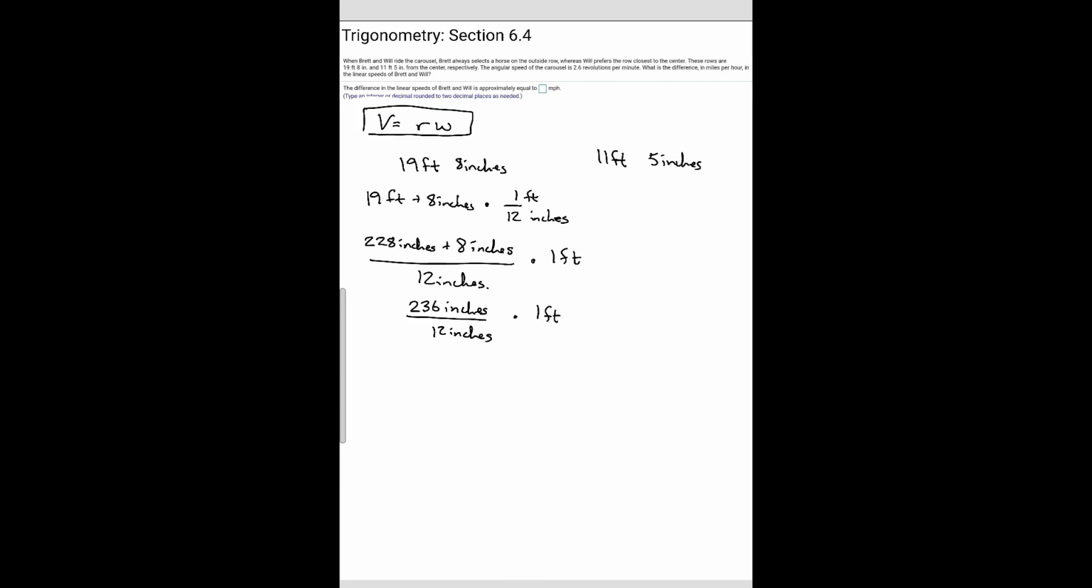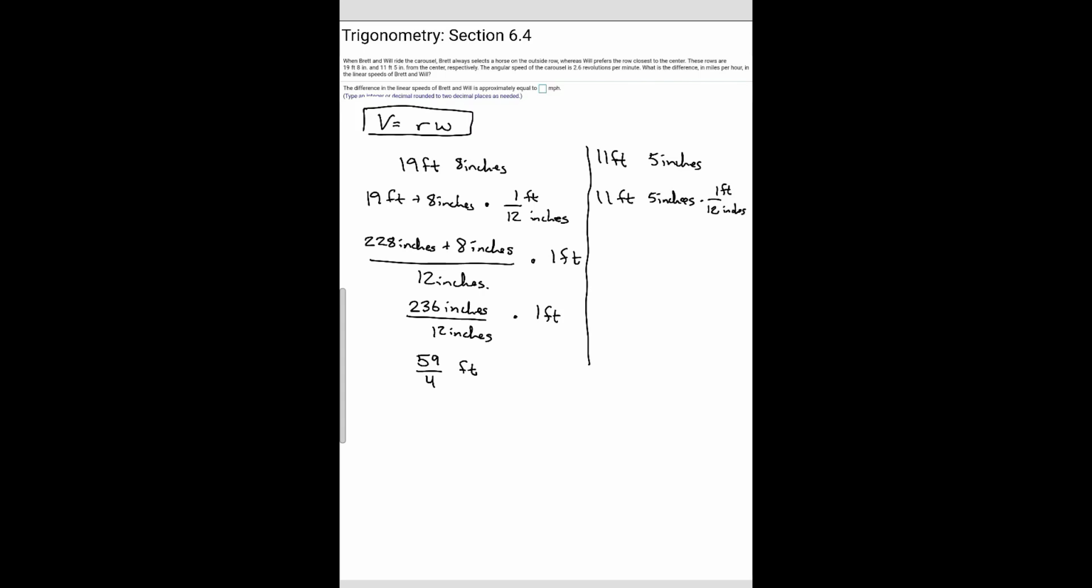So 236 divided by 12, well, it doesn't go into it evenly. However, both 236 and 12 are reducible by 4. So that means we can convert this into 59 over 3 feet. Okay, we want to keep it as an exact answer as much as possible. Now, for the next one, the 11 feet 5 inches, we do the same exact concept. So 11 feet 5 inches times 1 foot over 12 inches.